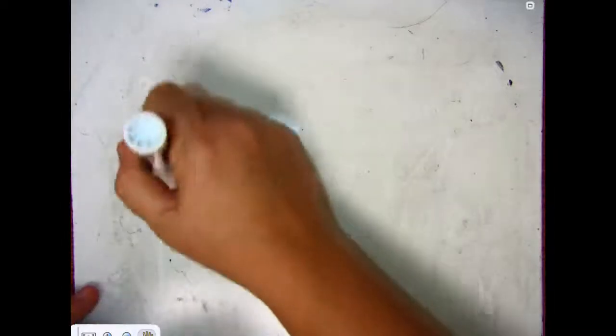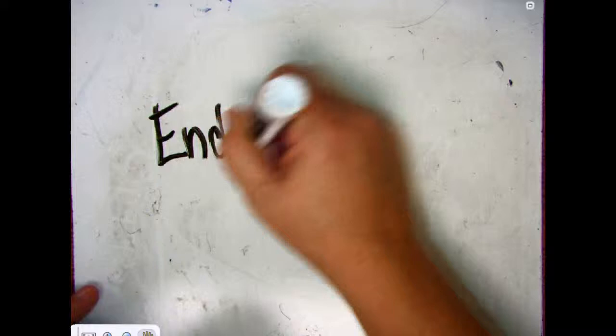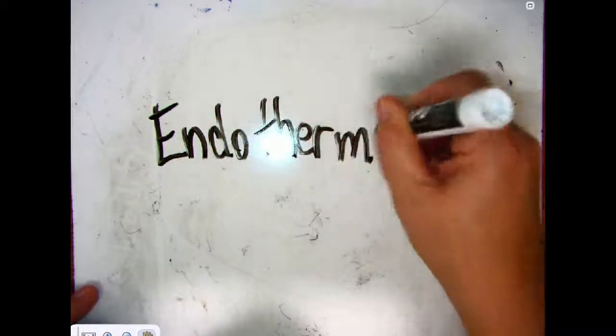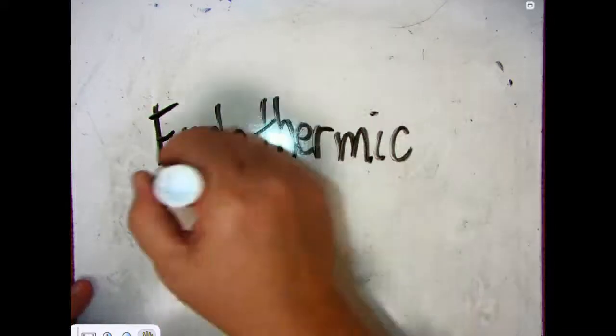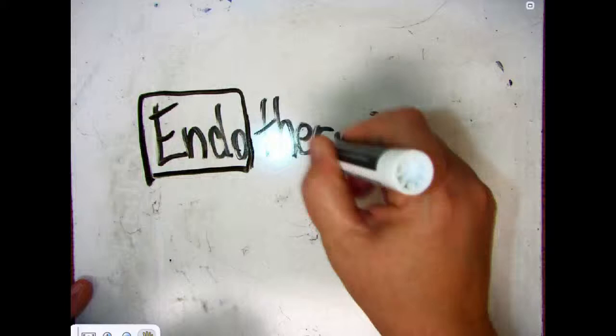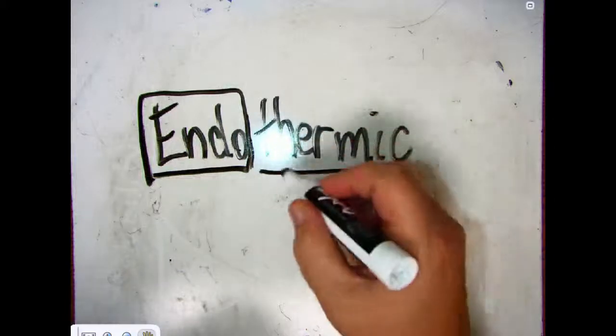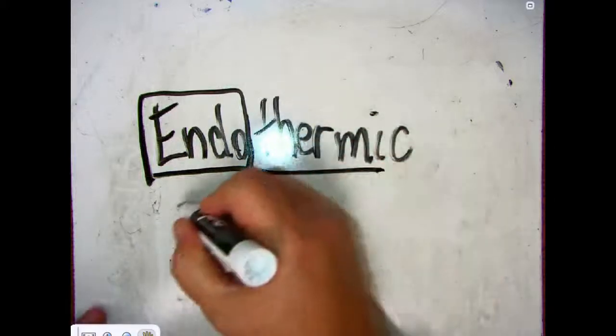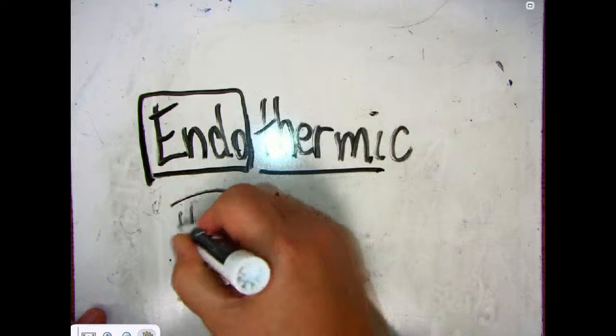Okay, so we're going to talk about endothermic and exothermic reactions. Just very briefly, you need to know the difference between the two. And we talked in class about endo, meaning in. Endothermic. Okay, so endo means in, thermic means heat. So that means heat goes in.